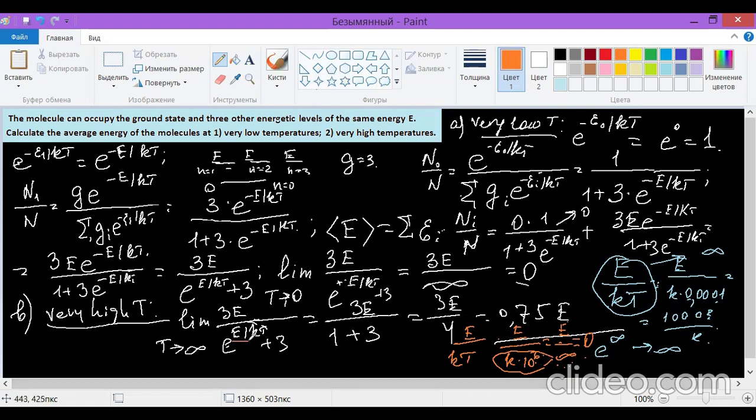But this is the degree. So exponent raised to the degree of 0 is equal to 1. For that reason, I wrote 1 here. And 1 plus 3 is equal to 4, etc.